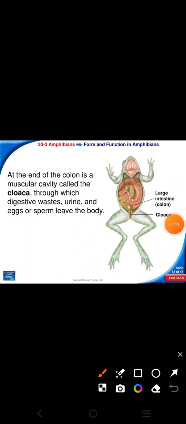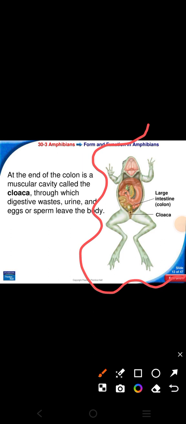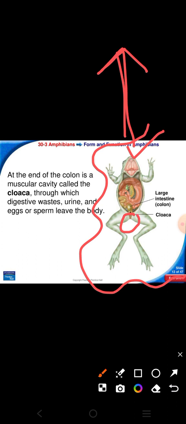Look at this picture. This is a picture of a frog. I know, but just for your memory, just for your concept, I had added this picture. Here you can see, suppose this is the frog, but this is the embryo, right? And you lift this embryo or frog up and look at its bottom. The structure you will see is the cloaca.